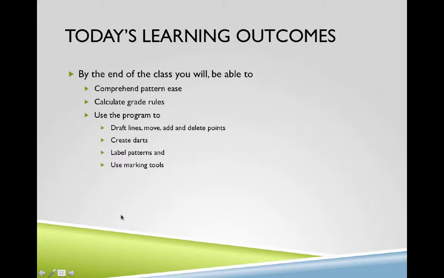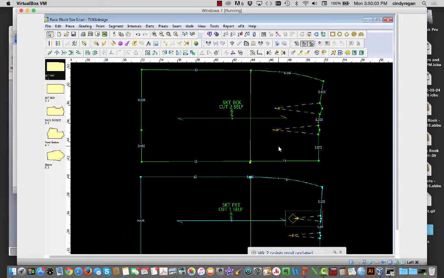In this video, I'm going to talk about creating and manipulating darts. Going back to our pattern block, if you look at the Armstrong book for a dart in a basic block, the back dart should be 5.5 inches and the front dart should be 3.5 inches.